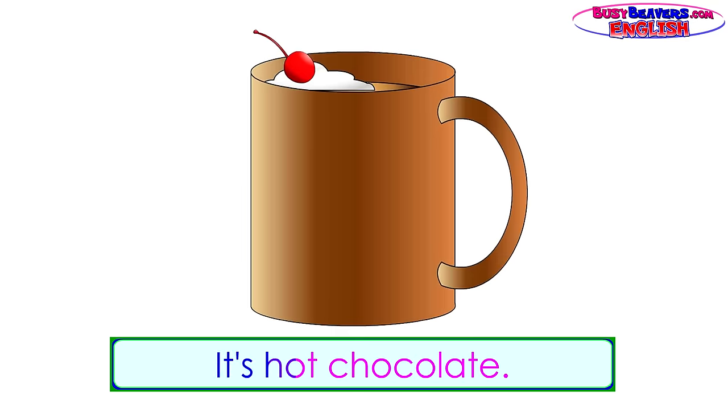He's riding a bicycle. Where is Billy Beaver? He's in the toy store. What is Billy Beaver doing? He's playing with a yo-yo. Where is Mr. Penguin? He's in the toy store. What is Mr. Penguin doing?